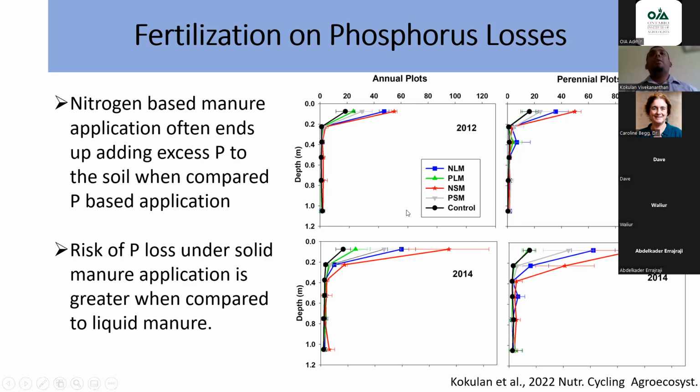In the start, there's not much difference after the first year of harvest, but after the 3rd year of harvest, you could see a substantial accumulation of surface phosphorus, here on the x-axis, from the nitrogen-based solid manure, followed by the nitrogen-based liquid manure. So these aspects should be considered when you design a sustainable manure application strategy.